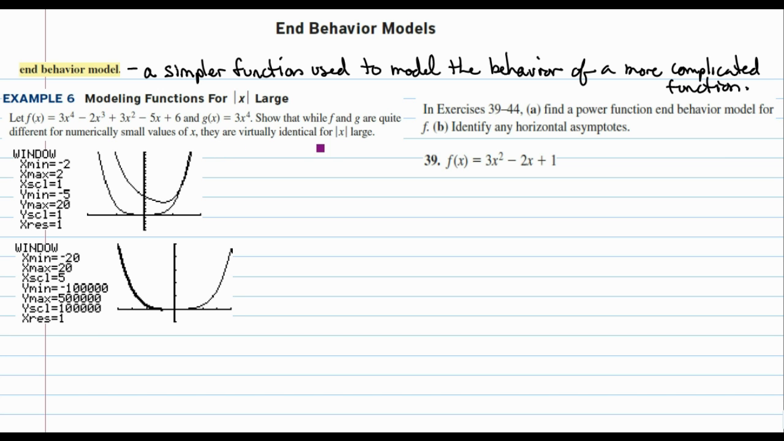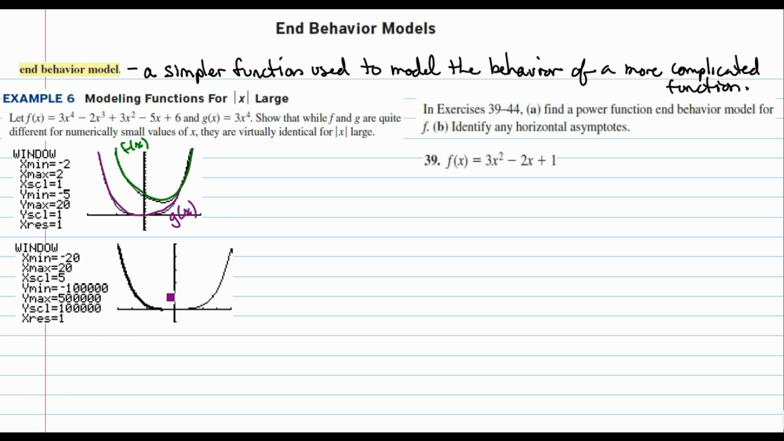Now, this part, they are virtually identical for absolute value of x large, meaning really, really large values of both positive and negative x's. So here I showed you the window, a very small window, -2 to 2, and then a y min of -5, y max of 20. You can see they're lopsided and weird, and they don't really look like each other. I'm sure you can imagine that this guy right here is the y equals 3x to the fourth, because that is just a plain smooth parabola. This guy here is the f of x, the complicated one.